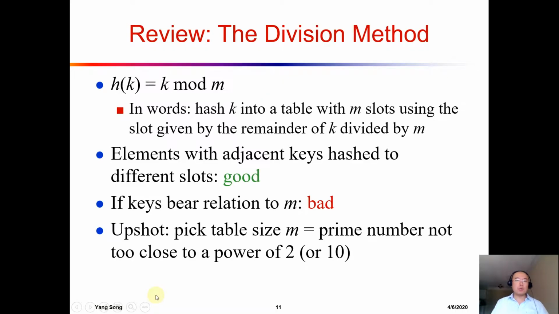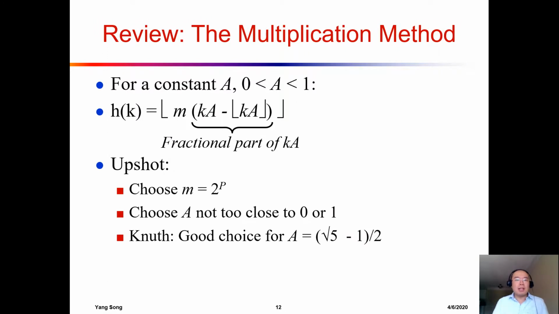Okay, so to reduce the possible number of collisions if we want to use the division method, usually we want to pick the table size m to be a prime number, and that prime number is not too close to a power of 2 or 10. Usually this is the golden standard to make the division method usable. And the next one is called multiplication.